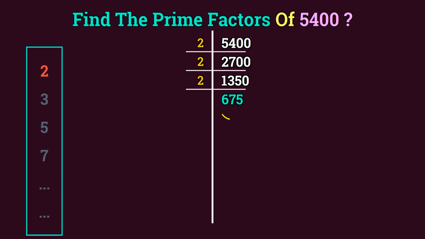Dividing 675 by 3, which equals 225. So 675 divided by 3 equals 225.